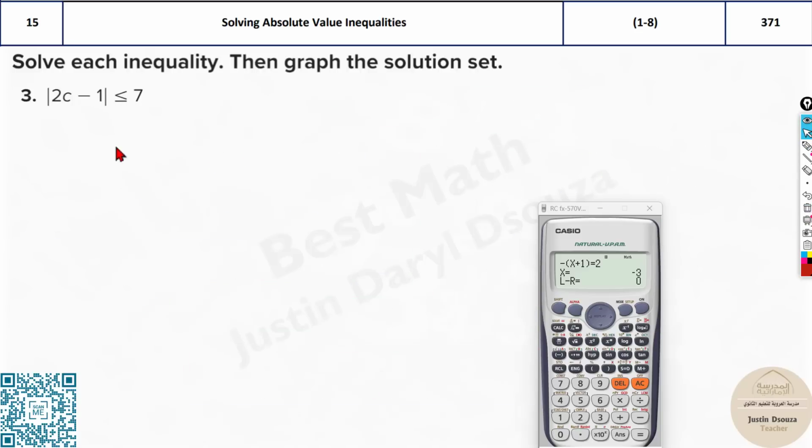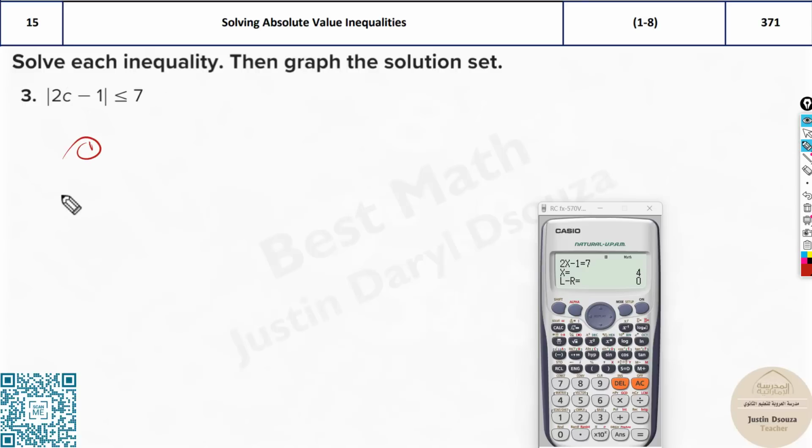Now please do solve the other problems by yourselves. They are just the same. There's nothing much. I will directly tell you the answers in the calculator. First, write this question as it is without the absolute value, equals 7. Shift and solve. This is the thing. x will be less than or equal to 4. The answer is 4.